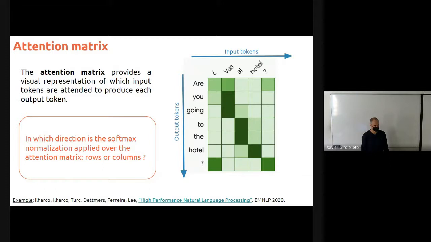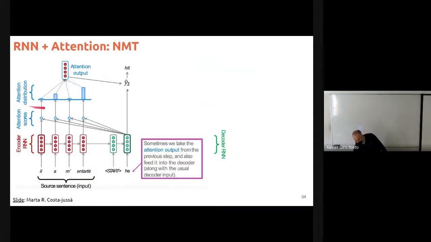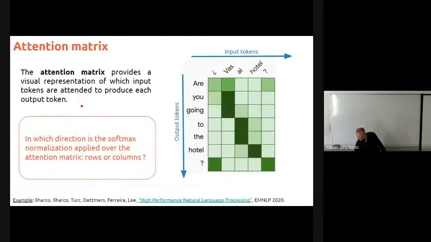Time to think about it. Now stop raising your hands. The question is about this softmax: it goes from the attention scores to this distribution. Are we applying it vertically or horizontally? Did you think about it? Great. Let's see how many people think it's horizontal. I'm not trying to bias you. How many people think it's vertical? Let's see the answer. It's horizontal. Now I'll elaborate.